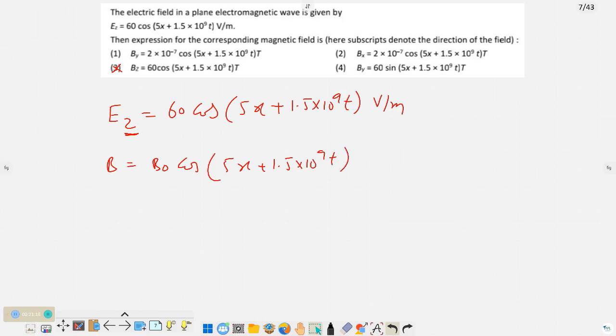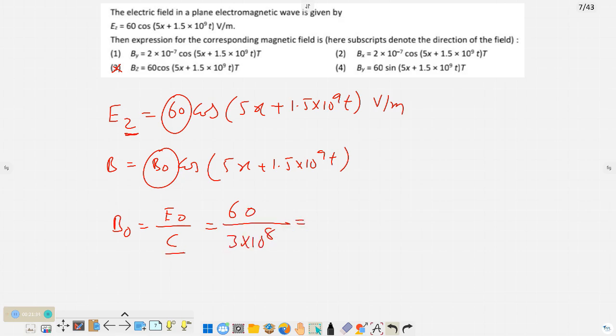In this form there will be the B naught. How to find the B naught value? B naught is equal to E naught by C, because you know that E naught is equal to C times B naught. The E naught value is given as 60, so that is 60 by C. The speed of light is 3 into 10 power of 8. If you substitute here, how much are you going to get?